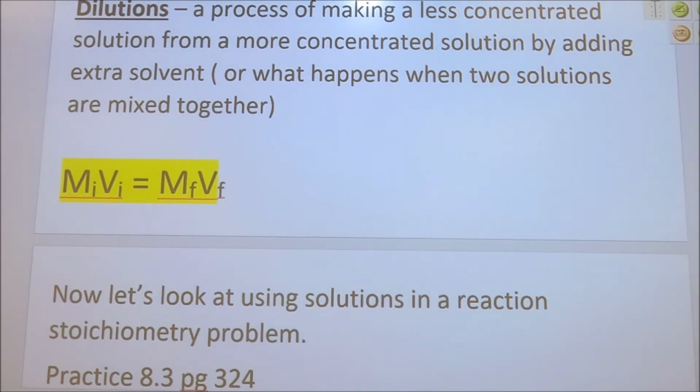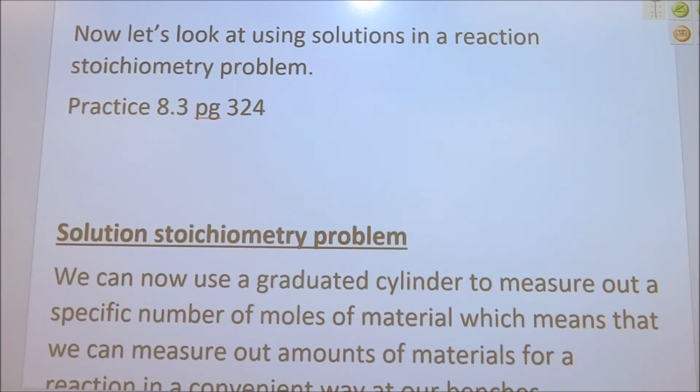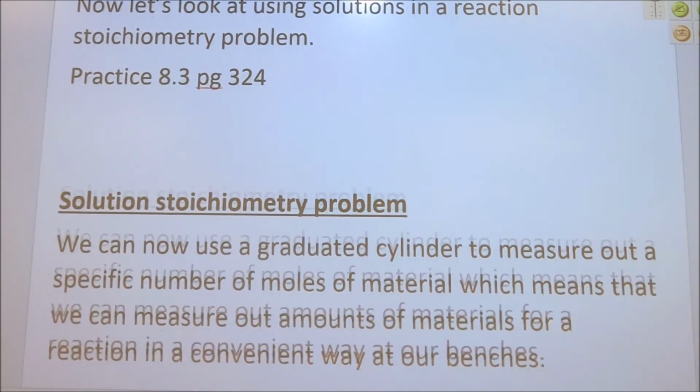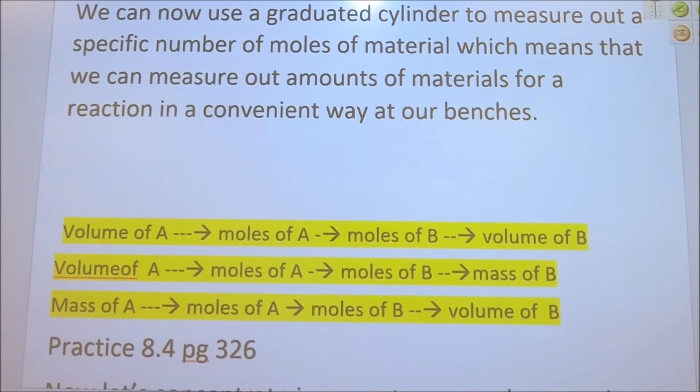All right, continuing on here in chapter 8. We're going to look at using solutions in a reaction stoichiometry problem. In a solution stoichiometry problem, we can use a graduated cylinder to measure out specific moles of materials, and it'll allow us to predict how many moles of product or how many grams of product we can get in a convenient way on a bench top.